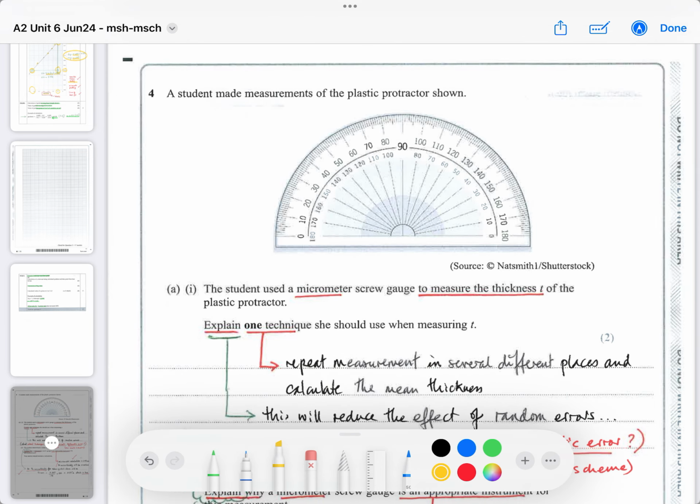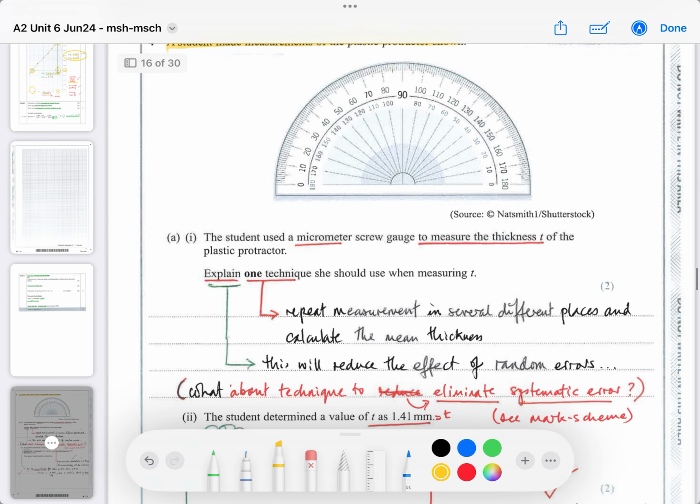Question 4 is a student made measurements of the plastic protractor shown. Okay. The student used a micrometer screw gauge, full name, which has a resolution of 0.01 millimeters to measure the thickness of the plastic protractor. And then here it says explain one technique. That means first state the technique and then explain the significance of it. She should use when measuring the thickness.